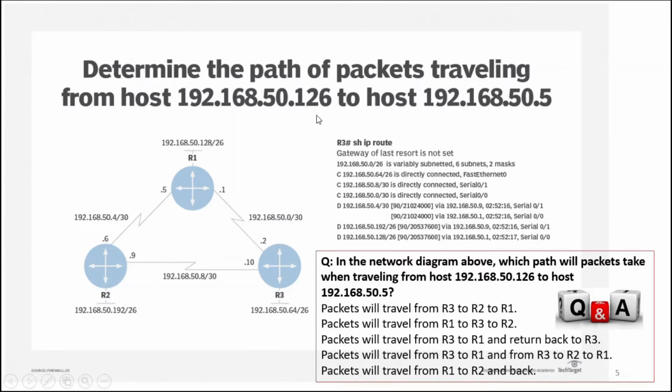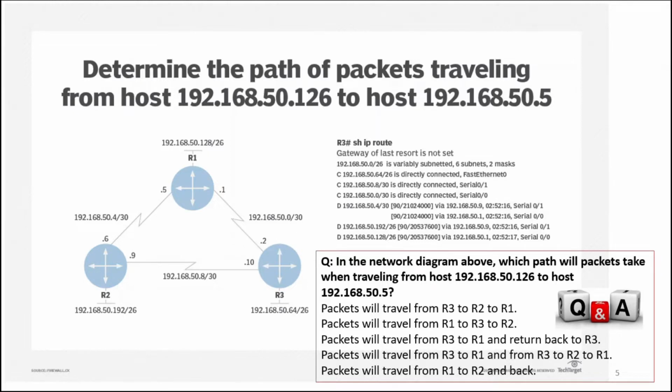192.168.50.126 belongs to the network of router 3, here, 192.168.50.64, because 126 is within this range of the network.